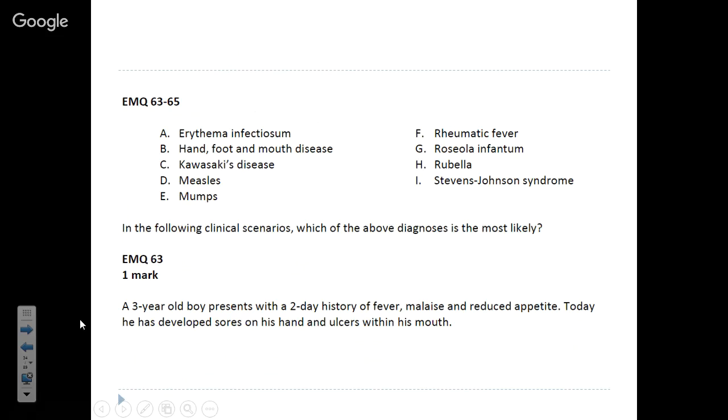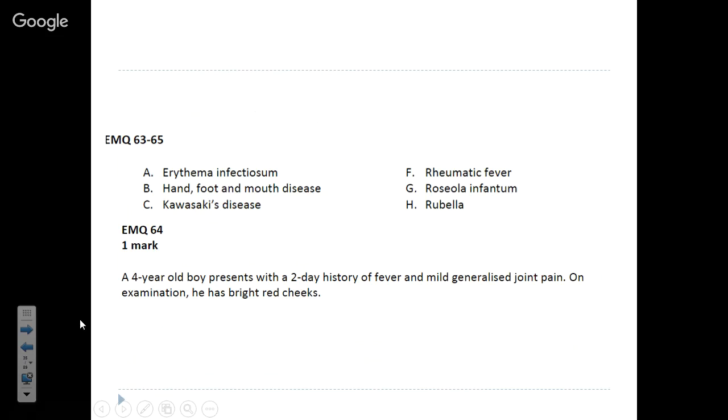All right, so we've got a few EMQs from the past practice papers available, so we'll just go through them briefly. A 3-year-old boy presents with a 2-day history of fever, malaise, and reduced appetite. Today he has developed sores in his hand and his mouth. Anyone shout out the answer? B, yep, so hand, foot, and mouth disease, ulcers on his hands and mouth. It's not exactly rocket science, so that's fine.